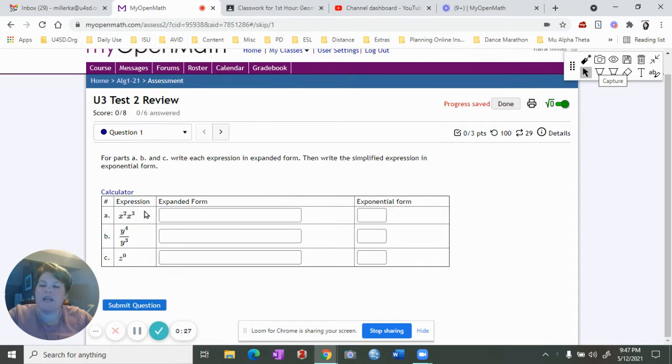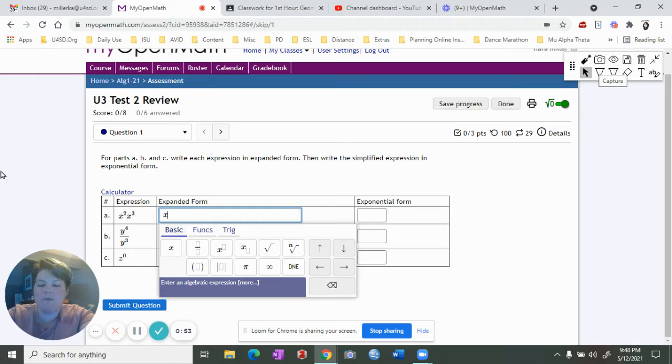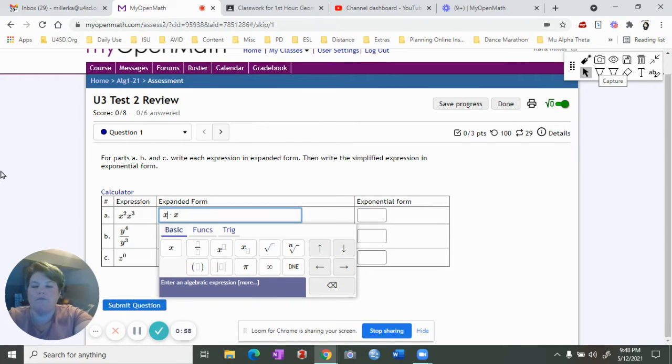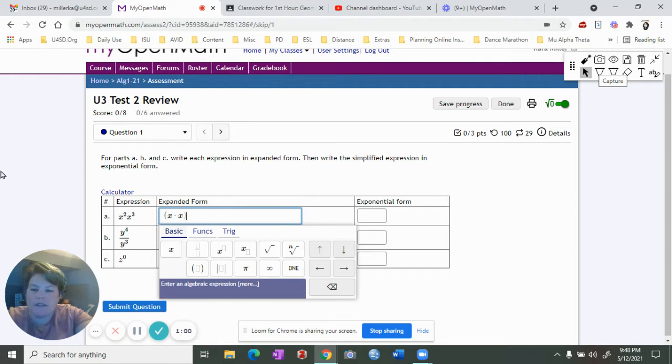To expand x squared times x cubed, we have to remind ourselves what exponents mean. The exponent, that tiny number in the upper right corner of each of our bases, is the number of times we multiply the base to itself. So if I have x squared, that means I am doing x times x. Let's put that in parentheses.